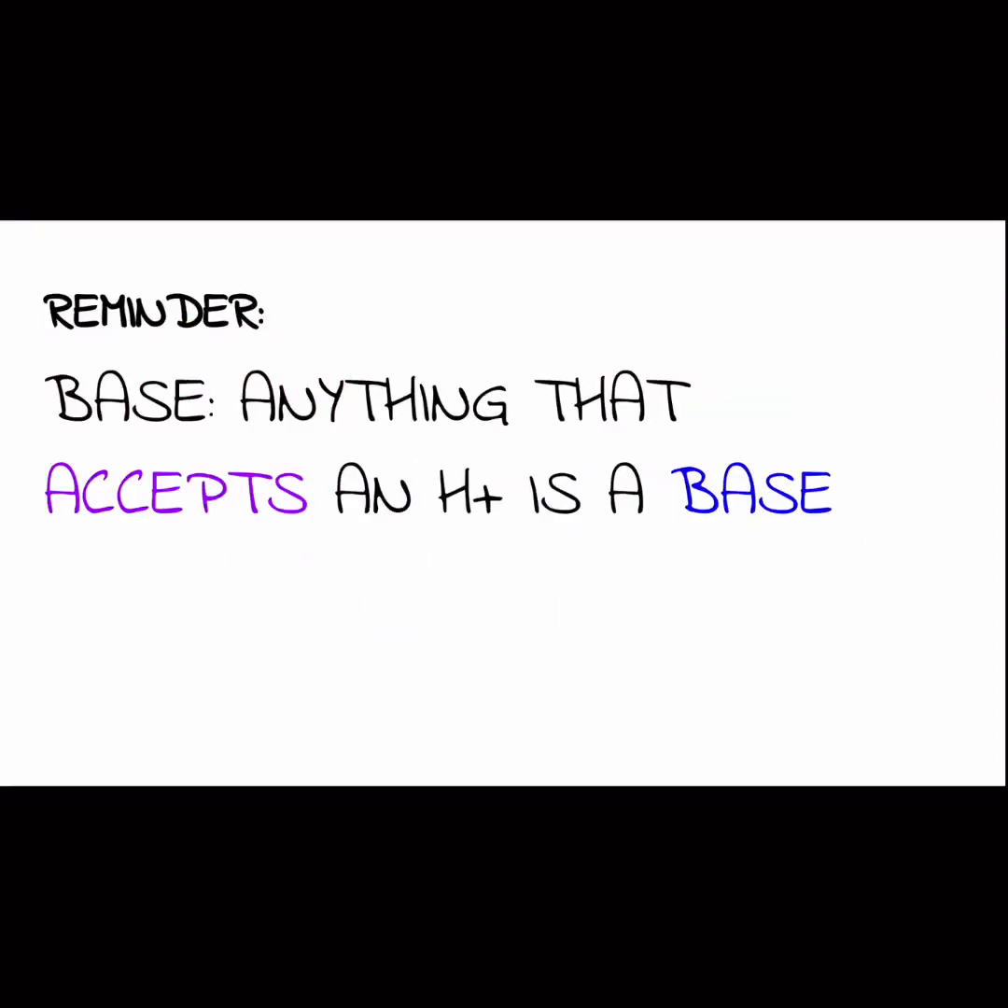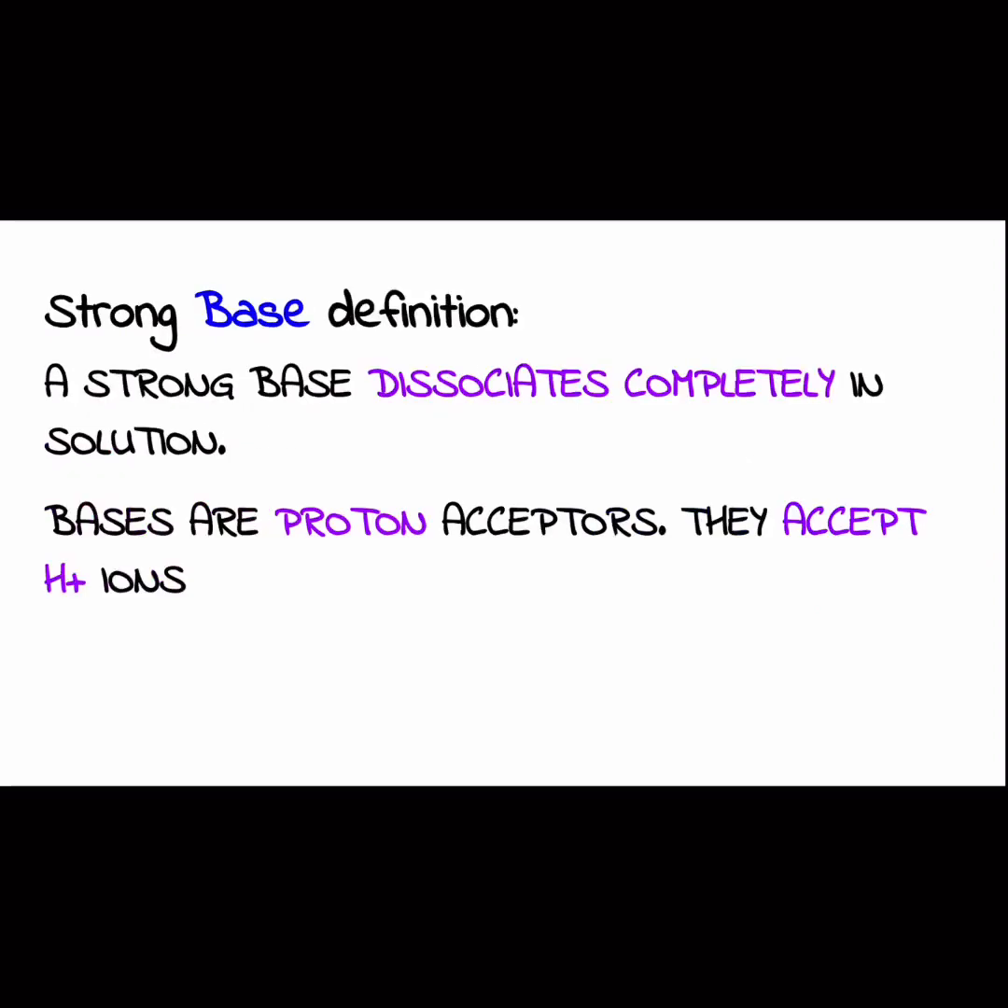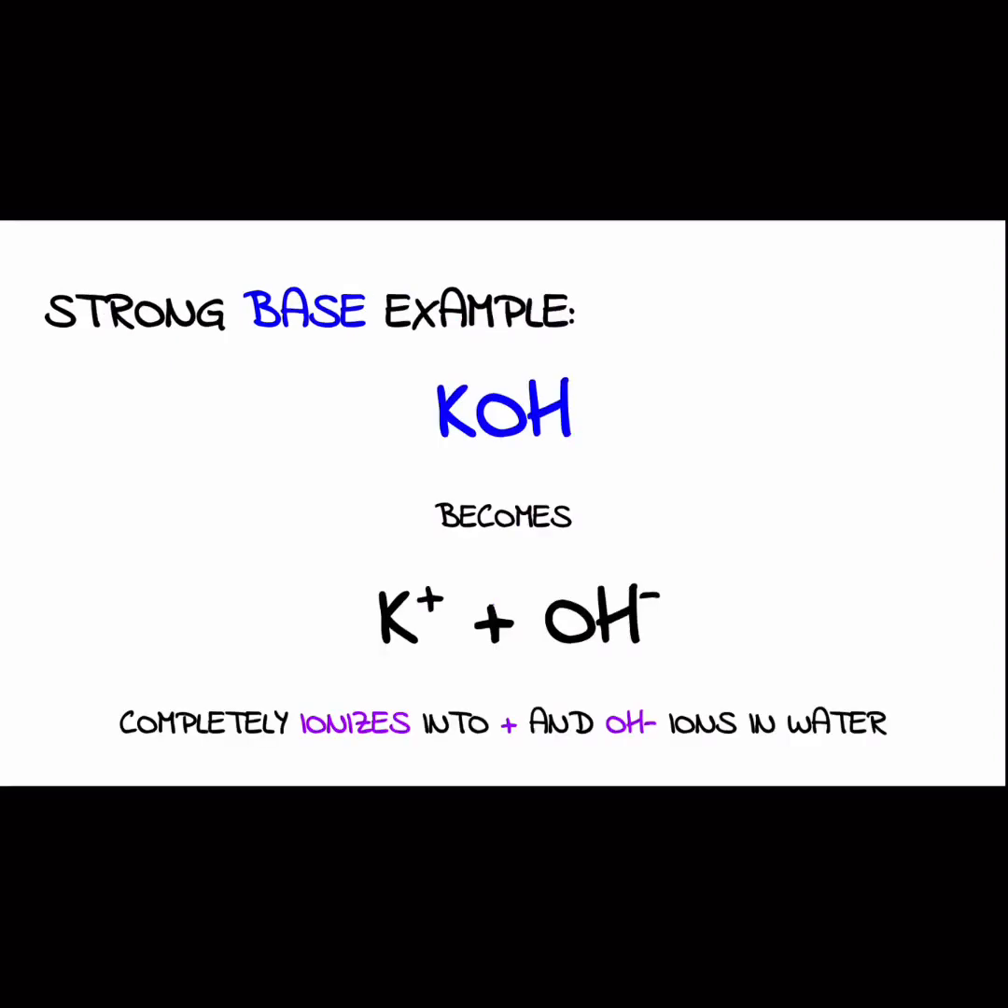Remember that a base is anything that accepts a hydrogen. So acids give those hydrogens away, bases accept those hydrogens. A strong base dissociates completely in a solution, just like a strong acid. It's going to completely break apart. They are grabbing onto those protons or those H+ ions. An example would be potassium hydroxide, KOH. It dissociates or breaks apart and it becomes some potassium ions and a few hydroxide ions.